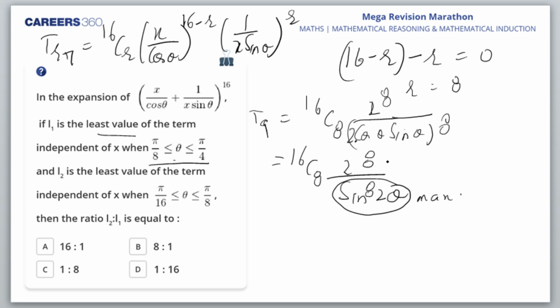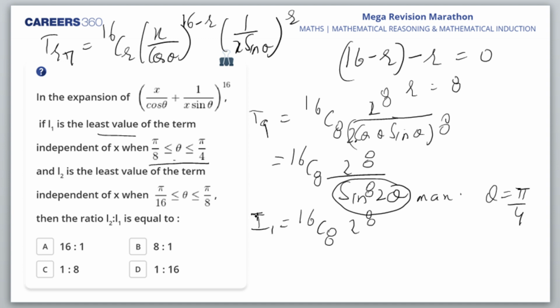And that I'll get when theta is pi by 4. When theta is pi by 4, I get sin pi by 2, that is 1. So what I1 am I getting? I1 I'll get 16C8, 2 raised to power 8. That would be I1. Am I right, students? That is I1, or L1, whatever you want to call it.